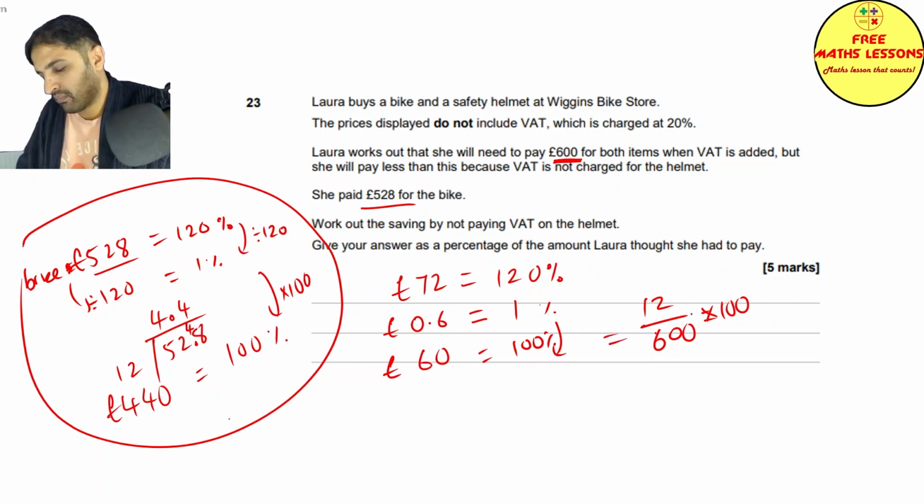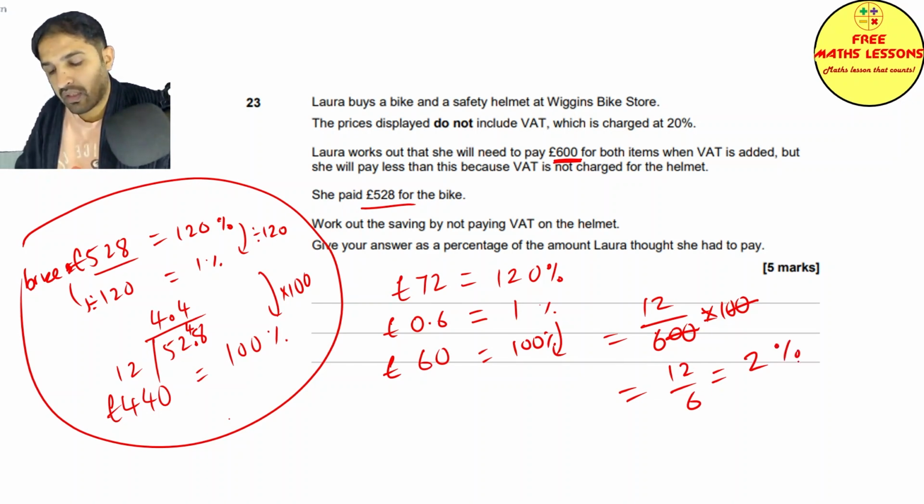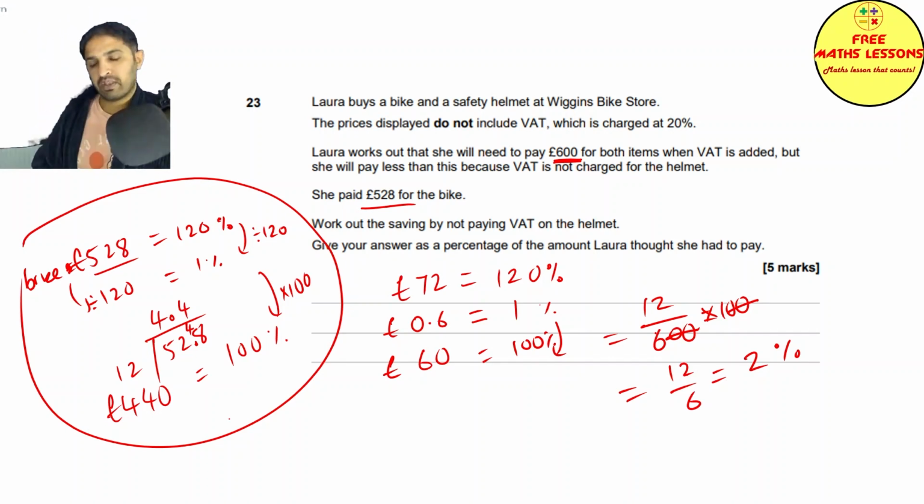So 12 as a fraction, 12 over 600 multiplied by 100. So we get 100 and 100 cancels out. So we're left with 12 over 6, which is just 2. So it's 2%. So she has saved 2% on the amount she thought she had to pay. Okay, there's a lot of work for 2%.